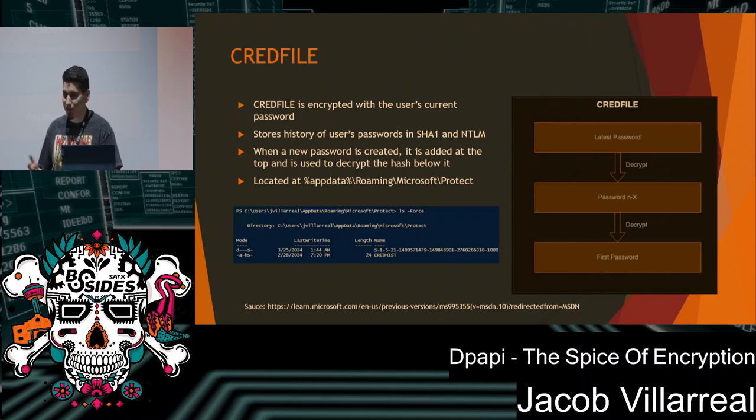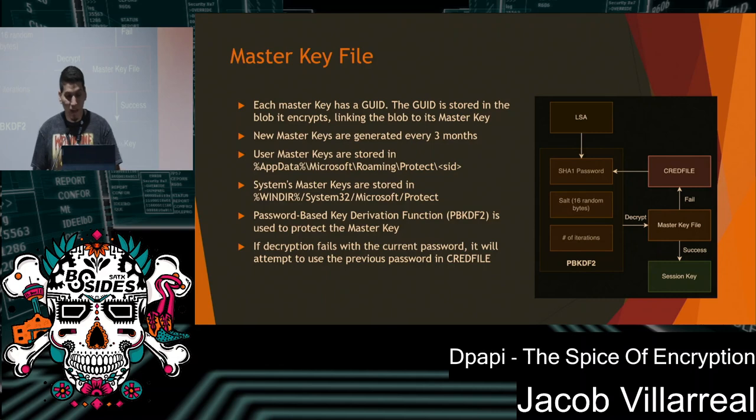In order to see the file, it's hidden, but you have to use the dash force. Even if you have the folders set to show hidden, it won't show, so you have to do ls dash force, but it's there. And then the master key and the master key file. There's also another file on your computer called the master key file, and inside there is the master key.